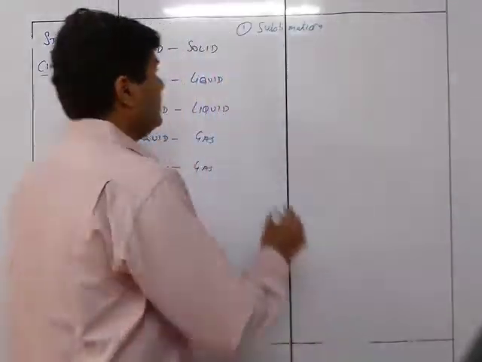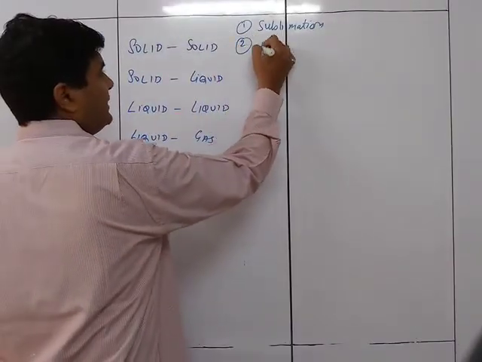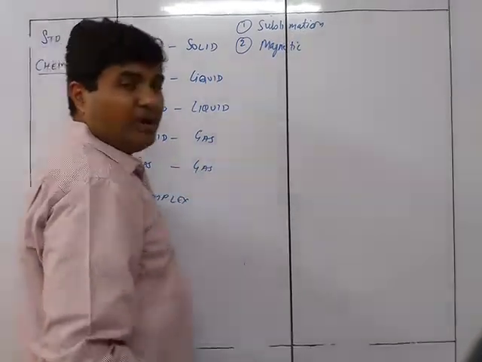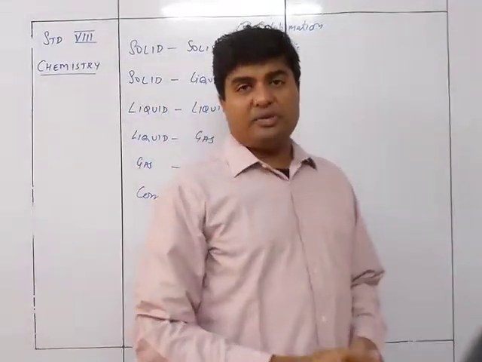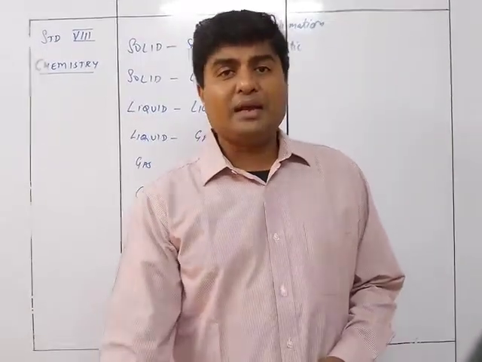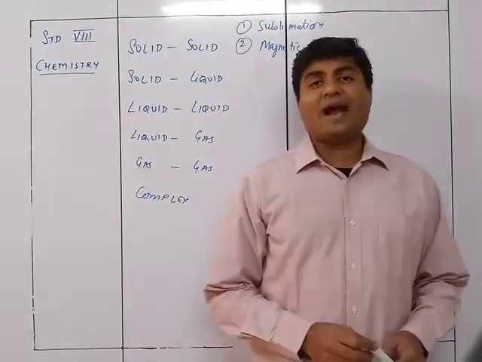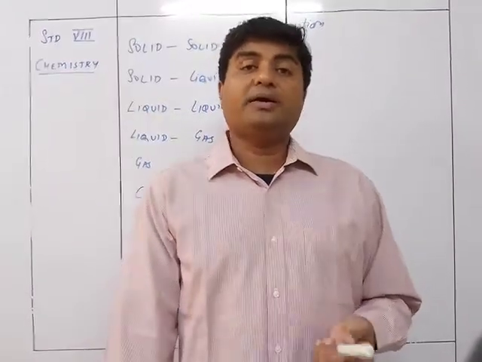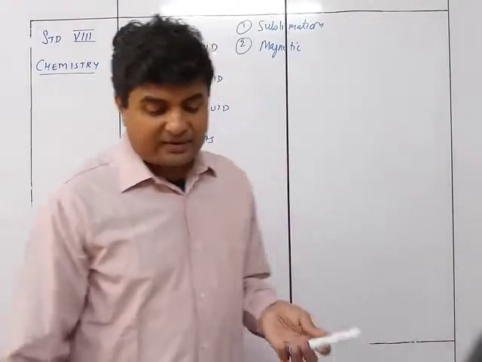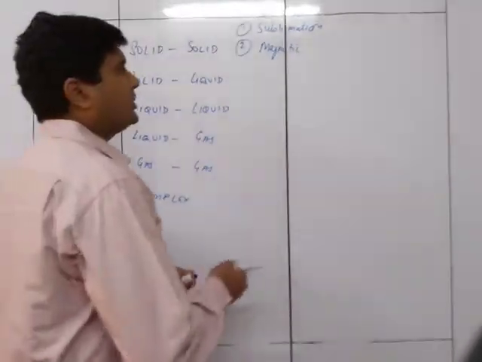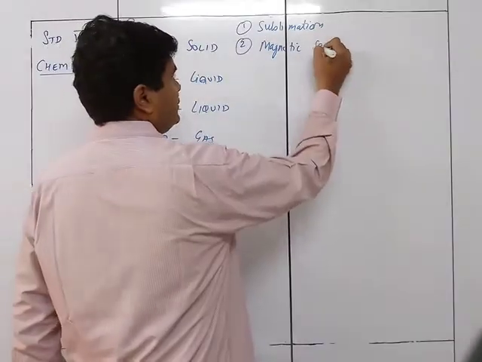The second one would be magnetic separation, so it is magnetic in nature. If one of the elements in that particular mixture is magnetic in nature, that means it is getting attracted by a magnet, then it is called a magnetic kind of mixture, and there we will be using the method called magnetic separation.